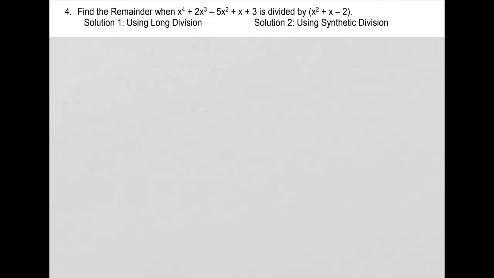Example number 4. We are going to find the remainder using 3 different ways. First one, we're going to use long division. Second, we're going to use synthetic division. And third one, we're going to use remainder theorem. That means without any division. Method 1, using long division.